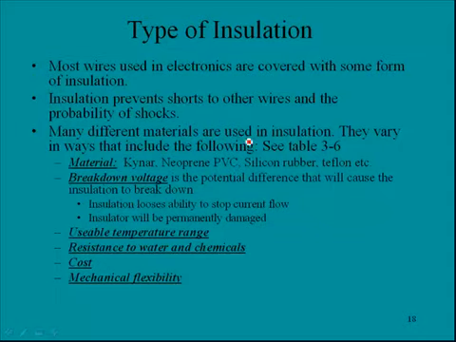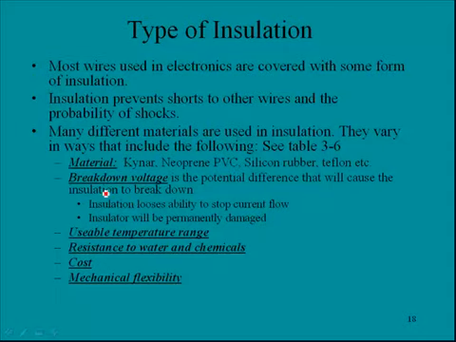Many different materials are used in insulation. They vary in ways that include the following. Some of these are mentioned in Table 3-6. First one here is material. There are many different types of materials used in insulation. They include Kynar, neoprene, PVC, silicone, rubber, Teflon, etc.